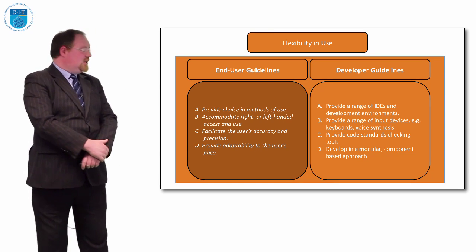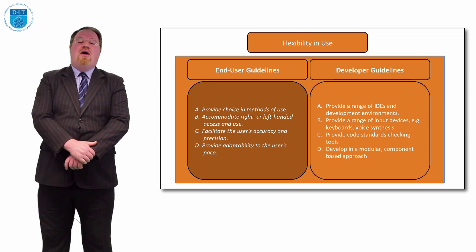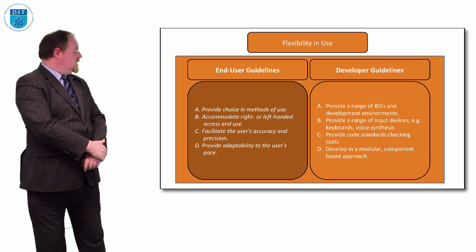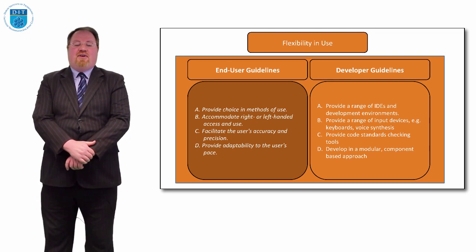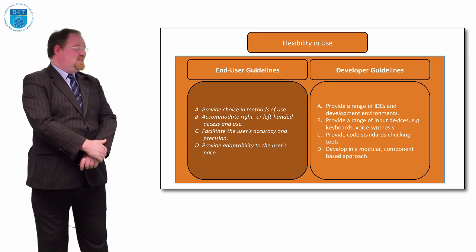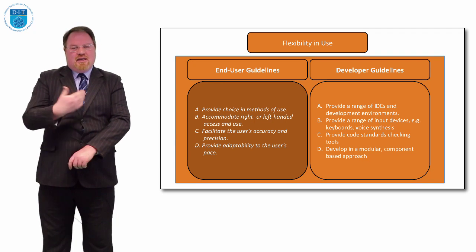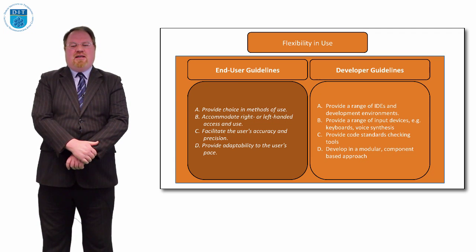Next one is flexibility in use. So the existing guidelines say, provide choice in methods of use, accommodate left-handed or right-handed access, facilitate the user's accuracy and precision, and provide adaptability to the user's pace. So again, that's if a user is using your software, what it should be like.